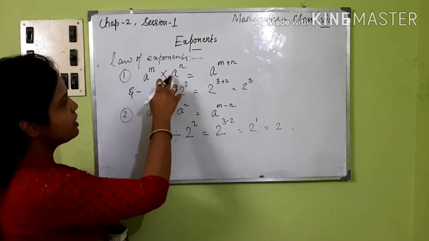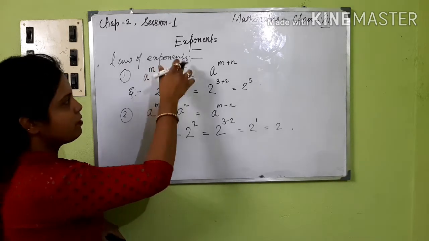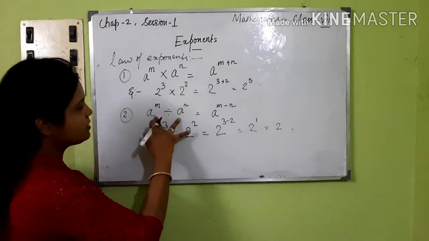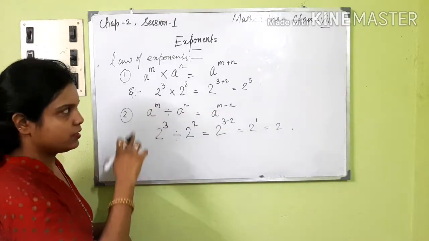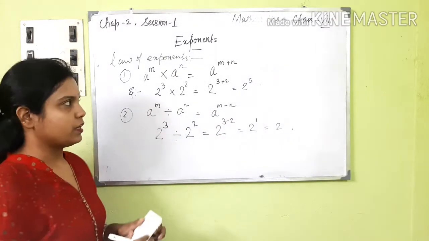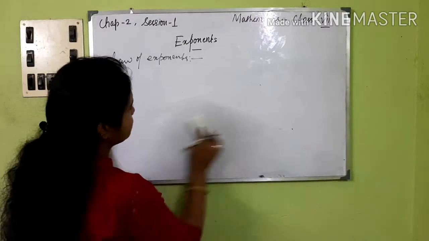A to the power m into a to the power n. Bases are equal, multiplication sign in between, powers will get added up. Bases are equal, division sign in between, powers will get subtracted. This is it. Okay, next. Third law, we are coming to it.